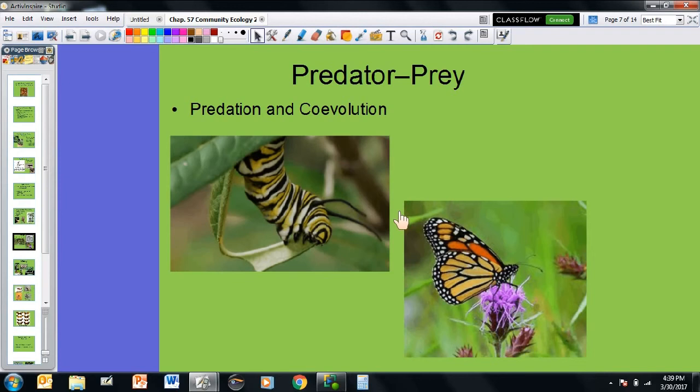Now, it doesn't save that initial insect, but it will teach the bird not to eat others that look like it, and so its species is improved. So we have an opportunity to see coevolution. As the plant changed, the monarch butterfly caterpillar also changed.